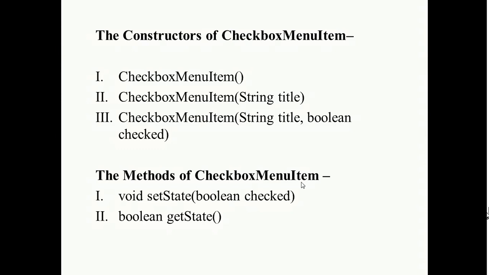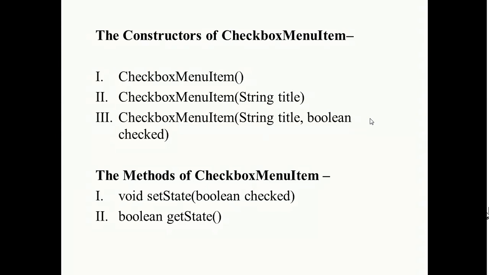Means the first parameter, String title, is the title of the CheckboxMenuItem, and the second parameter, boolean checked, is the state of the menu item, if it is checked or unchecked. By default it is non-checked, that is false.